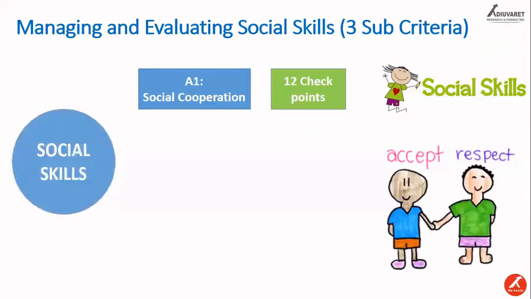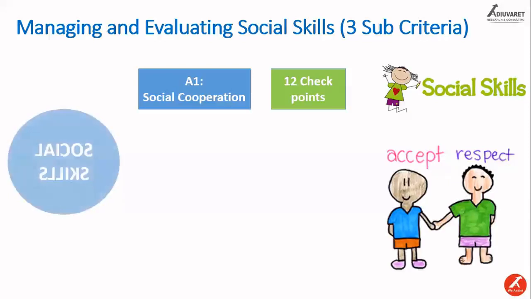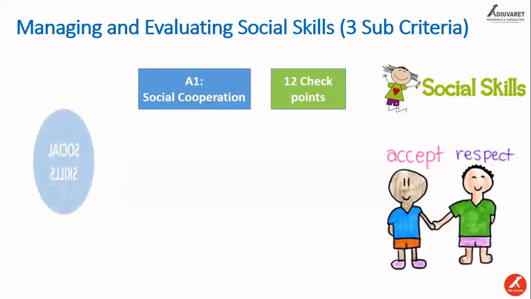Under that, we are dealing with 12 checkpoints, and if we are aware of these 12 checkpoints that define the social cooperation of the child, then it becomes easy for teachers and parents to manage those 12 checkpoints and also this particular skill of the child.